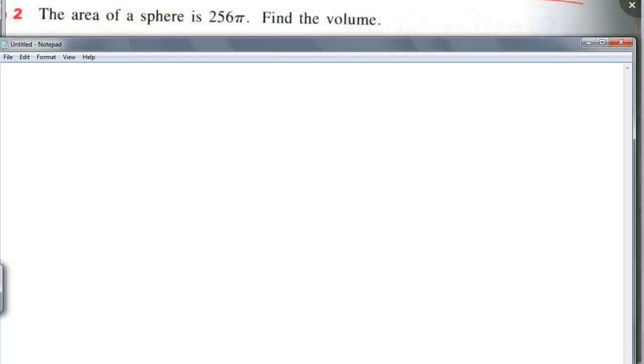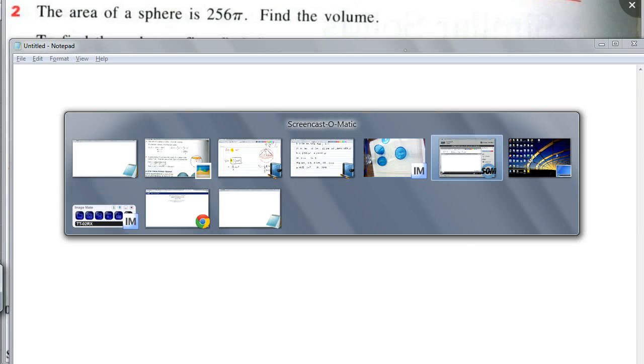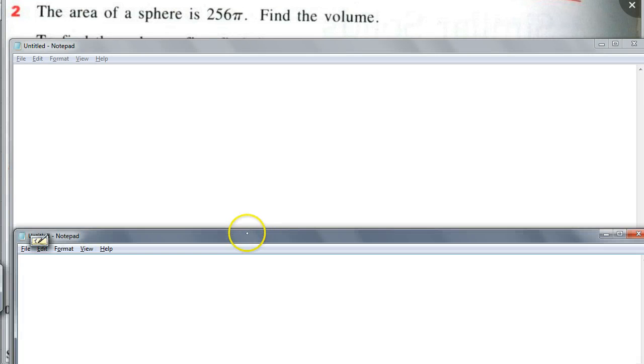Try example 2 here. It says the area of a sphere is 256 pi. Find the volume. Okay, go ahead, everybody try. To find the volume, all you have to do is figure out the radius.